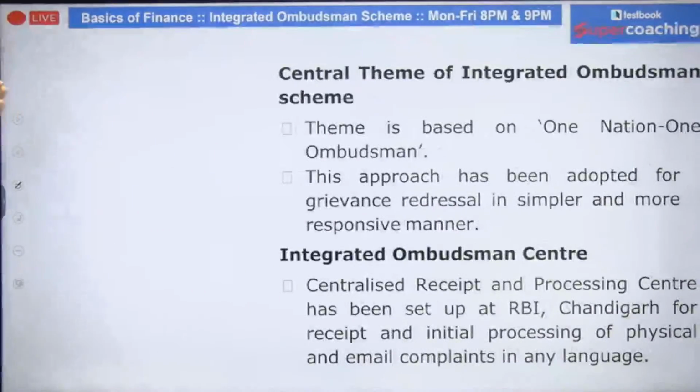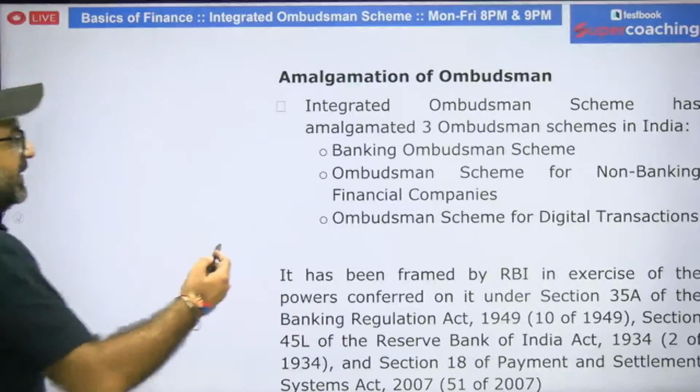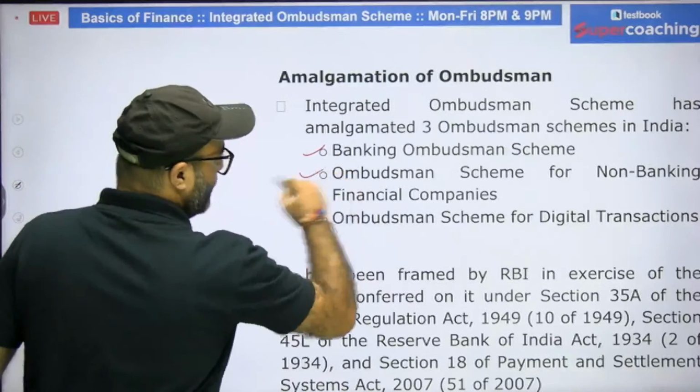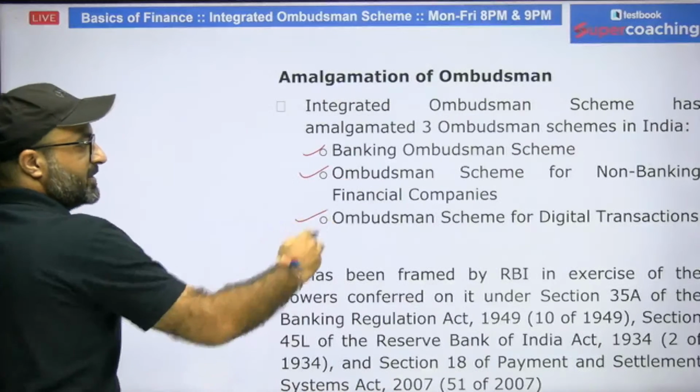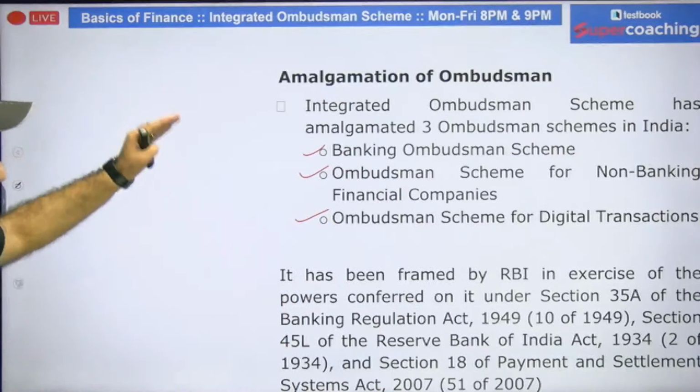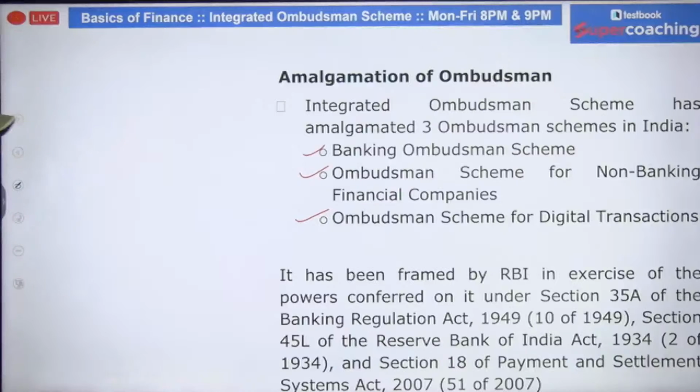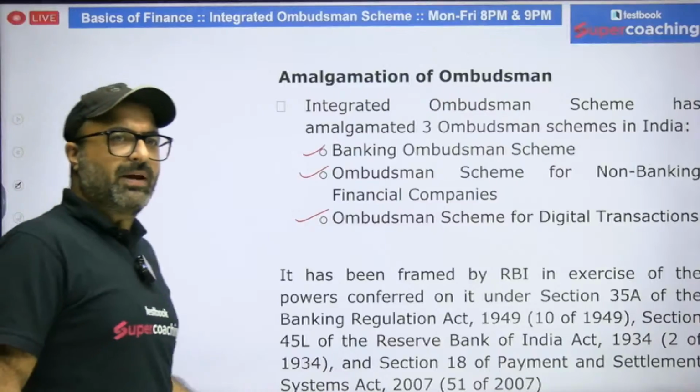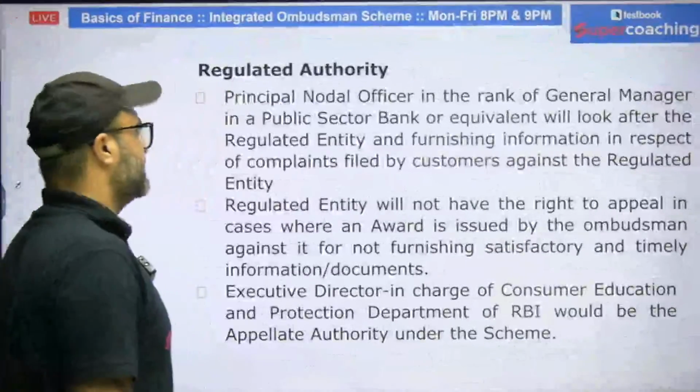But now all three different ombudsmen have been merged into one: the banking ombudsman scheme, the ombudsman scheme for NBFC, and the ombudsman scheme for digital transactions. Remember that RBI set up the banking ombudsman under the Banking Regulation Act 1949, the ombudsman scheme for NBFC under the RBI Act 1934, and the ombudsman scheme for digital transactions under the Payment and Settlement Systems Act 2007.